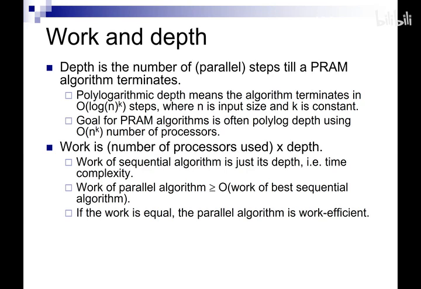And if you remember from one of our very early lectures, we talked about this thing called the work law. The work law is simply saying that the amount of work done by a parallel algorithm has to be at least as large as the amount of work done by the best sequential algorithm for the same problem. For example, if we're sorting, and the best sequential algorithm does n log n amount of work, then the amount of work that a parallel algorithm does has to be at least n log n. So the number of processors that we use times the depth has to be at least n log n.